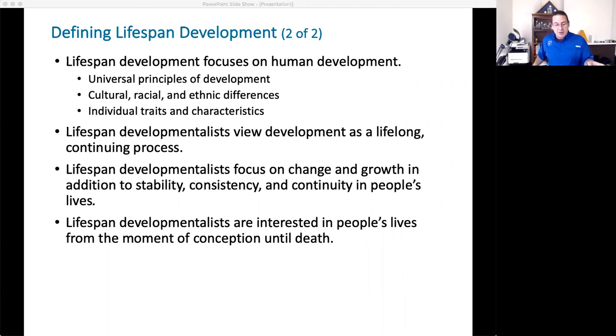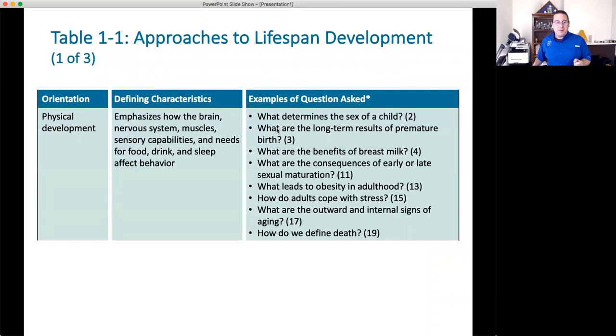Okay, and then lastly, lifespan developmentalists are interested in people's lives from the moment of conception until death. Okay, so that's usually a misnomer. There is a belief that we're only interested in child psychology, but that's not the case. We look at prenatal because prenatal is important.